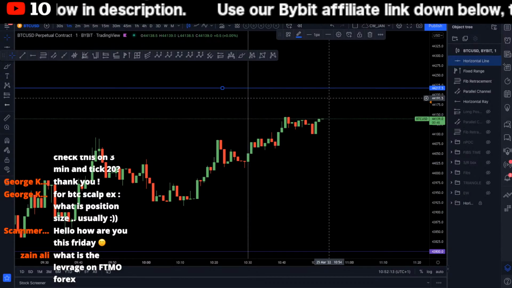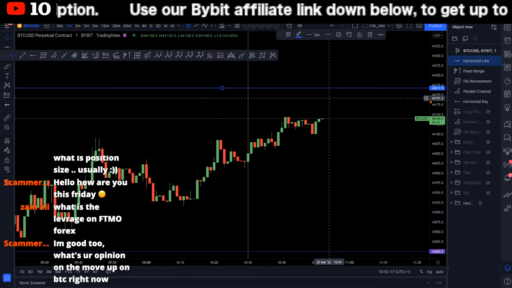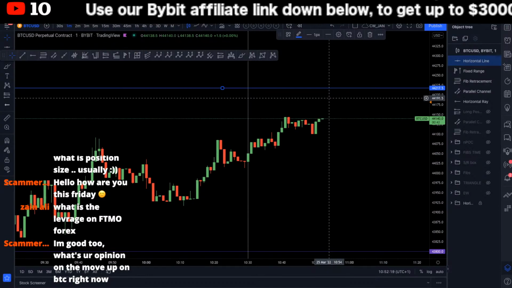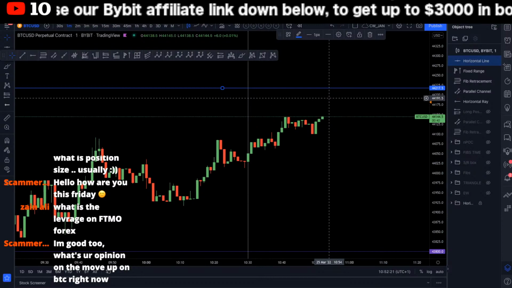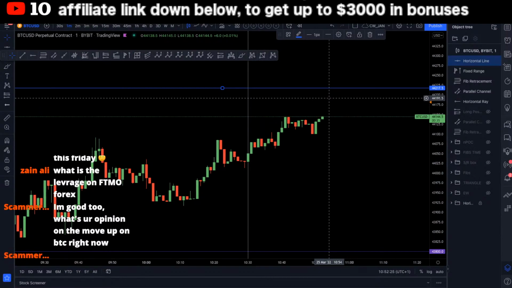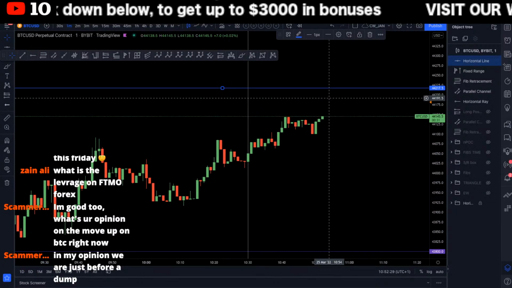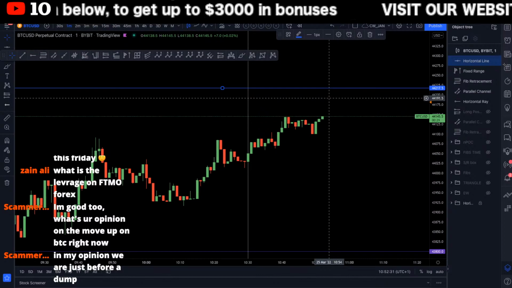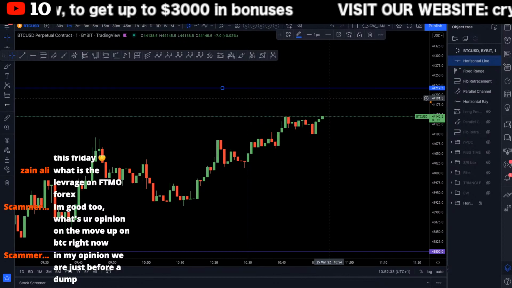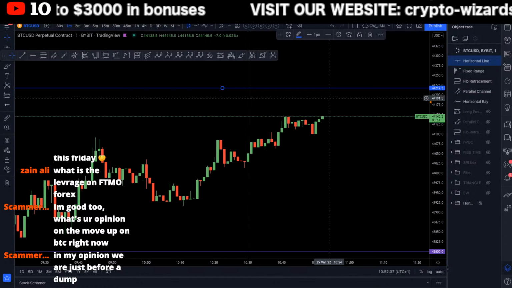What is the leverage on FTMO Forex? You mean how big leverage you can use? Zane, I think it's simply 100x. I'm not sure though.